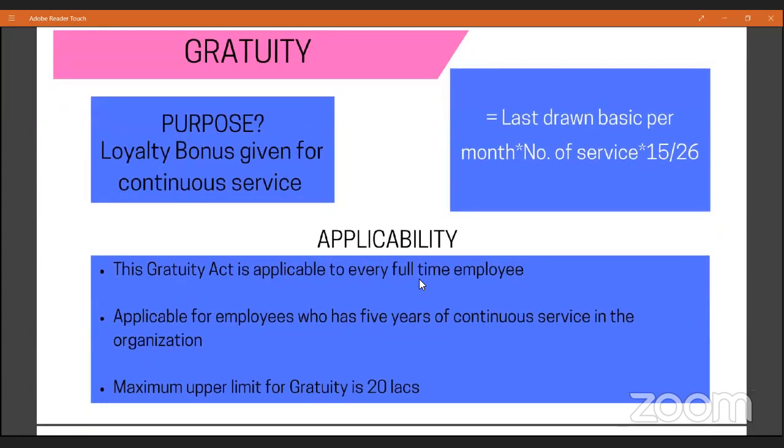So it is for every full-time employee. And the second thing is, when am I eligible to get this gratuity money? This is another question that most of us will have. When can I get this gratuity money, right?